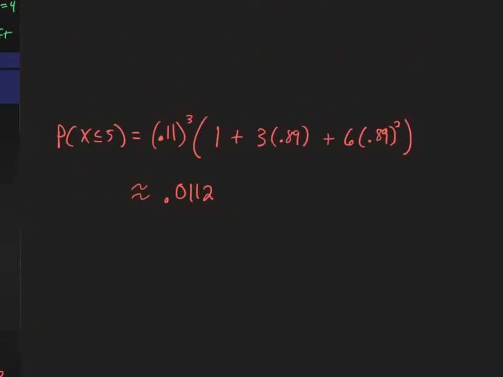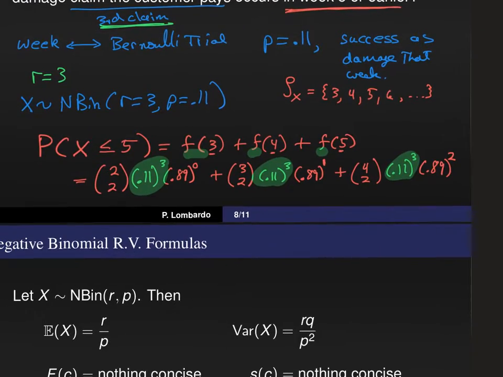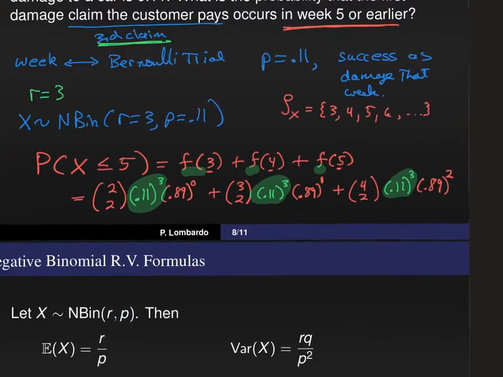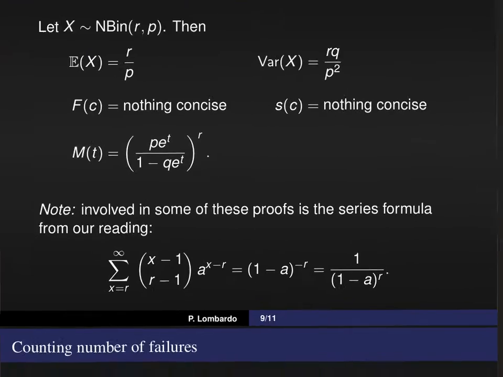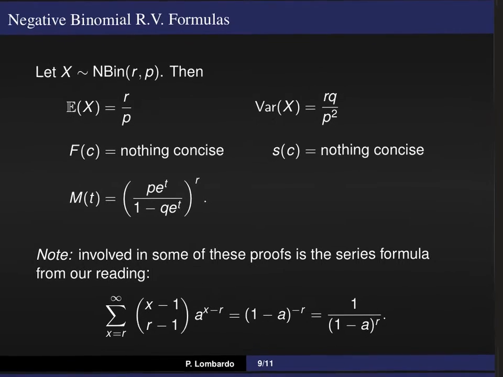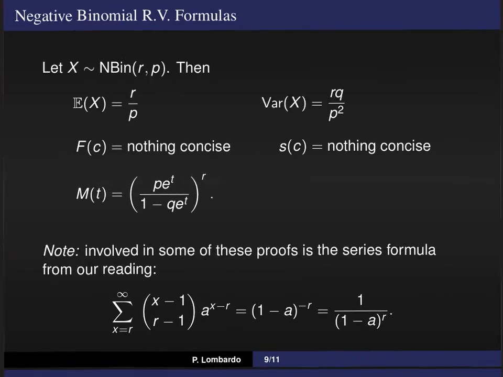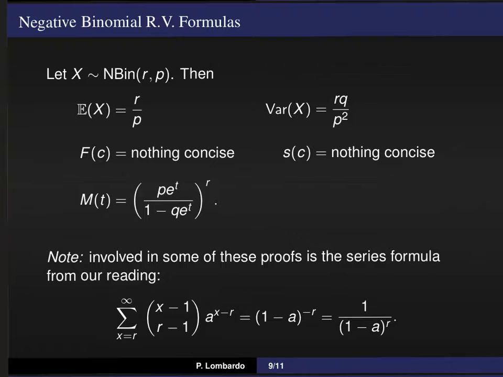So like as a quick reminder, right, our series, when we were adding up x less than or equal to 5, involved not only successive powers of 0.89, but also these kind of special chooses, right? There is a special geometric series associated to the negative binomial random variable, and it essentially looks like this. Here's the shortcut for it. If you have x minus 1 choose r minus 1, a to the x minus r, you can simplify this as 1 over 1 minus a raised to the r power.